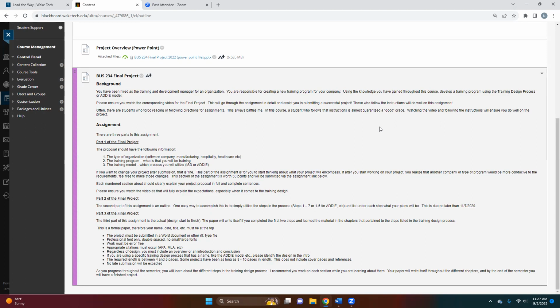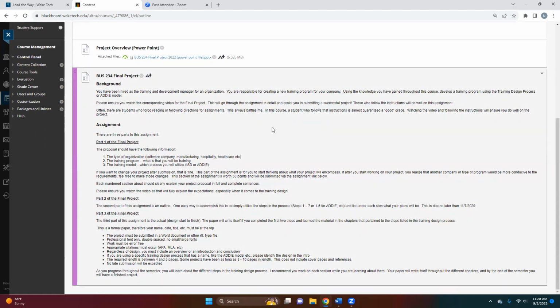And then the third thing is, which model will you be utilizing? The ISD model or the ADDIE model? Again, you are not actually creating a training. You are going to research how to create that.